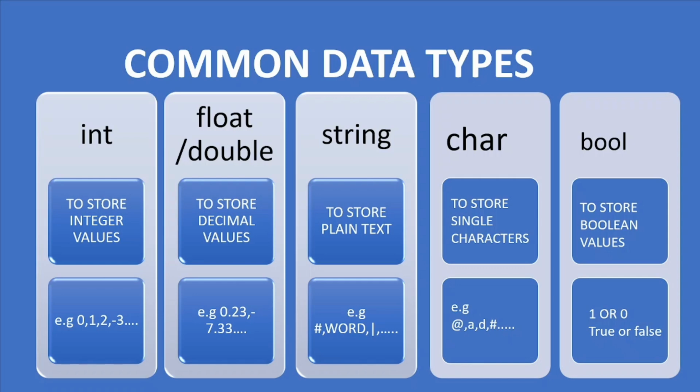And last but not least, an important data type in C++ is bool, which is the short form of boolean. A bool usually stores a boolean value. These boolean values are only two values, a 1 or a 0, or true or false. So if you want to store true or false, the correct data type to use is a bool.